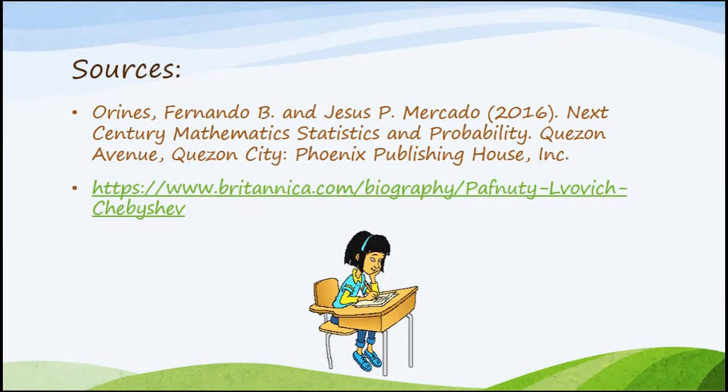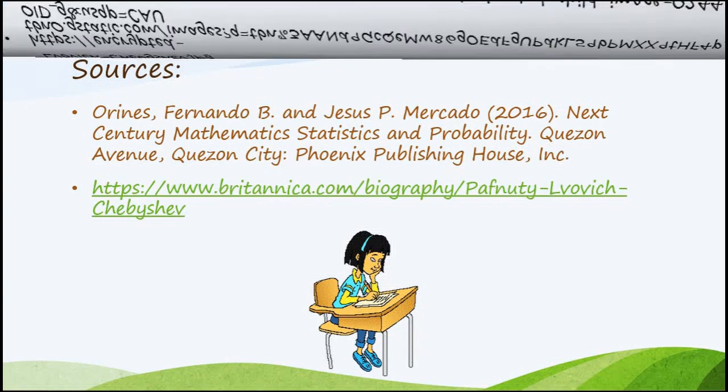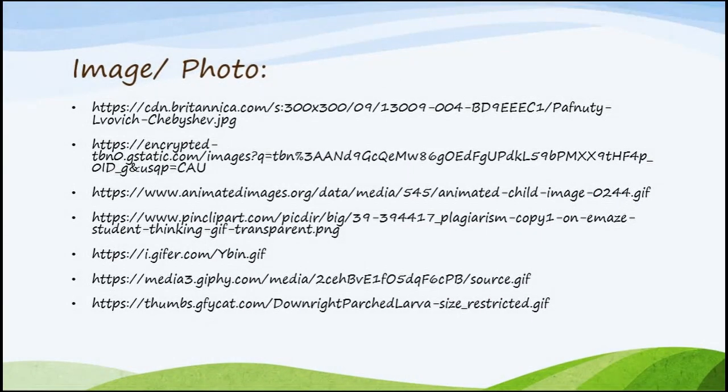So here are the sources of our discussion today. This is from Next Century Mathematics, Statistics, and Probability by Orines Fernando B. and Jesus P. Mercado. And also, we have sources from Britannica.com. Here are the sources of the images.